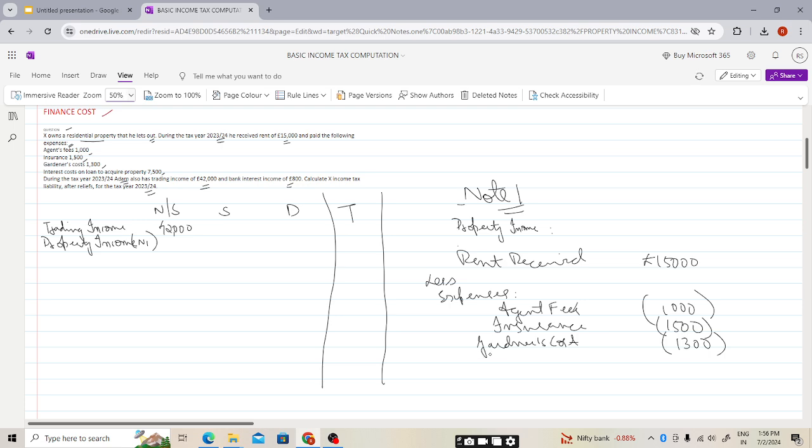Finance cost, will it reduce here? No, it is a residential property. See here, it is a residential property. For residential property, we will be getting a tax relief. So what will be our property income? Total property income.